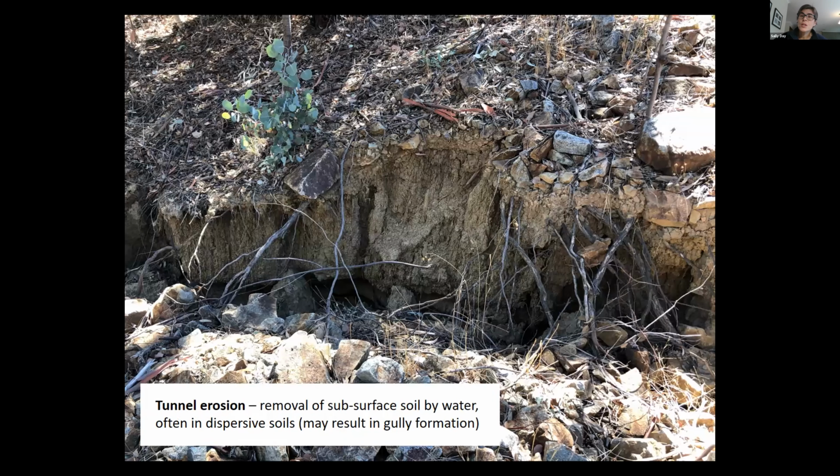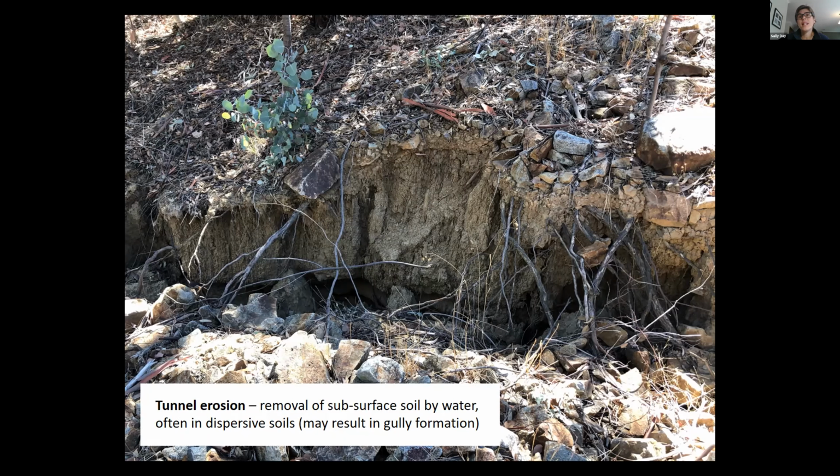So tunnel erosion occurs where water is seeping through the subsoil and starts to erode some of that material from the subsoil underneath the surface. Often it can be triggered by holes caused by rabbits. Rabbits are really good at starting tunnel erosion.